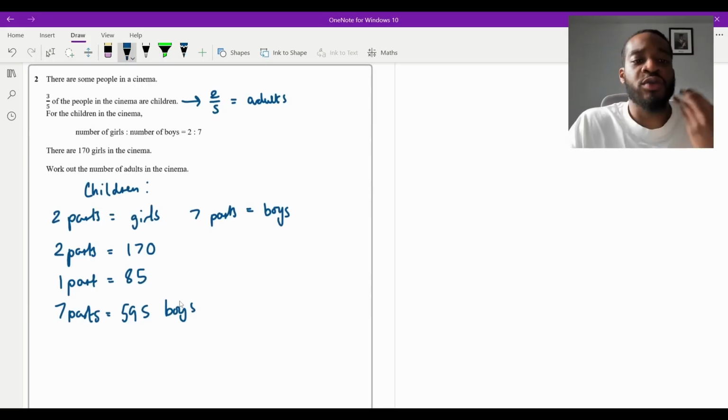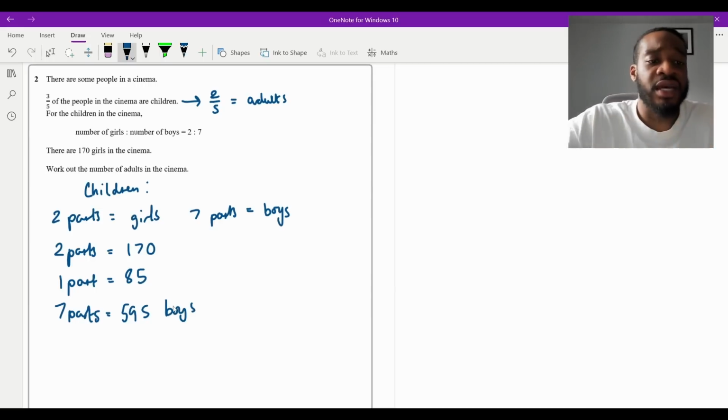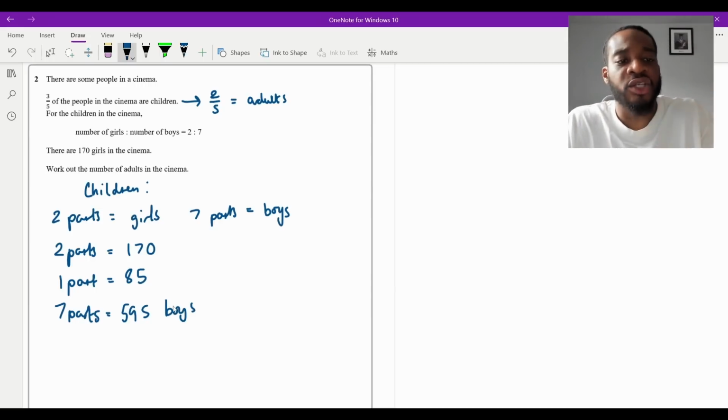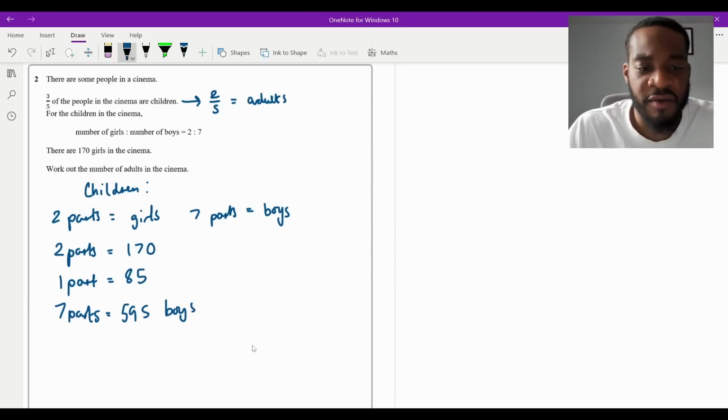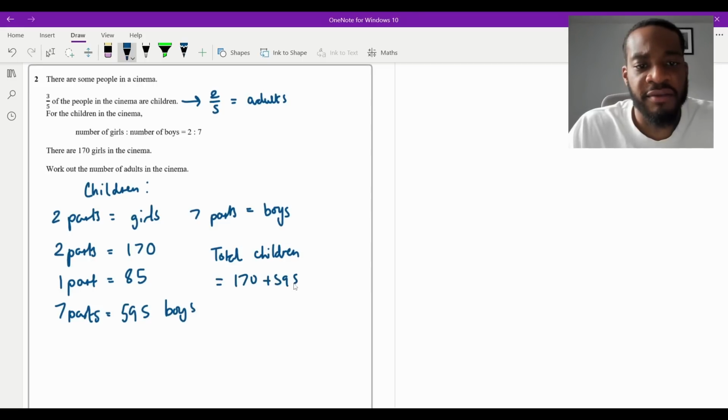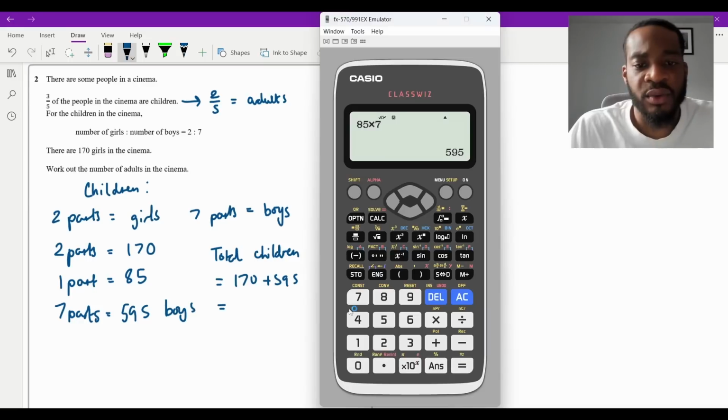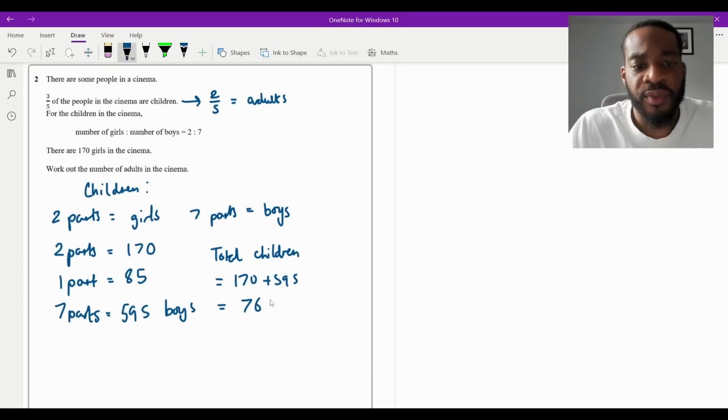And then obviously we can figure out the total by just doing 85 times by 9 to get 9 parts, or just adding the 170 to the 595. I'll just add them together. All right, total children is going to equal the 170 plus the 595, isn't it? So I'll put that into the calculator and see what we get. 170 plus 595 is equal to 765. Perfect. So we know how many children there are.